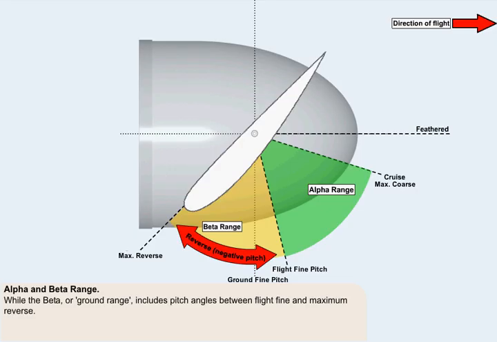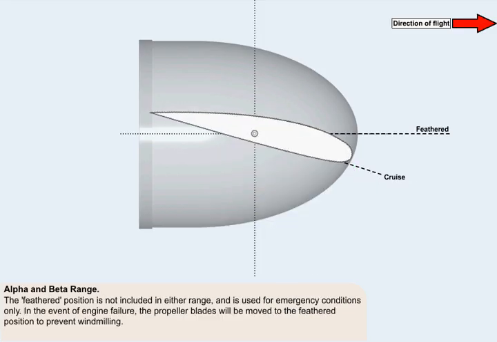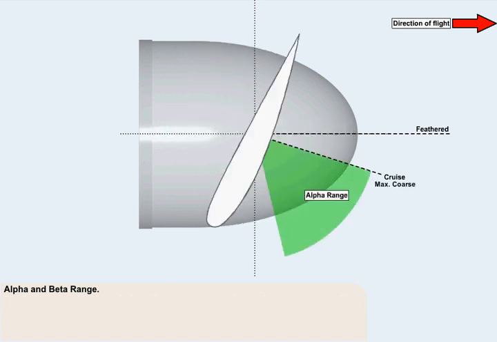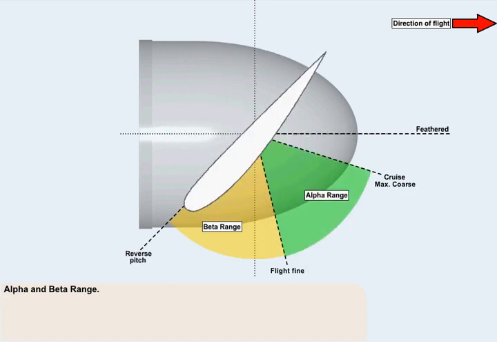The feather position is not included in either range, and is used for emergency conditions only. In the event of engine failure, the propeller blades will be moved directly to this position to prevent windmilling. There are no pitch angles available between max coarse and feather. The method of control within the alpha and beta ranges and the means of achieving the propeller feather position will be discussed progressively throughout this lesson.